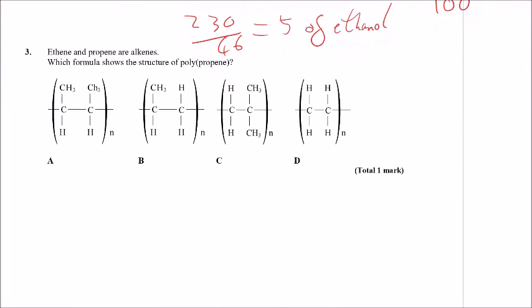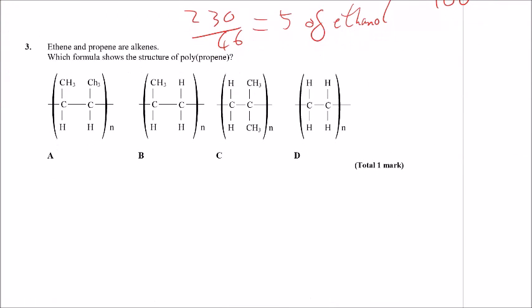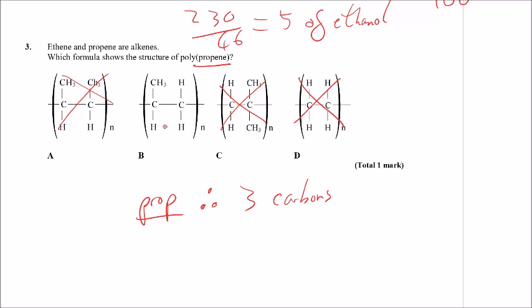Question 3, ethene and propene are alkenes. Which formula shows the structure of polypropene? So it's prop, so this means 3 carbons. Okay, so we can straight away rule out that one because it's got 2. This one's got 4 carbons. This one has 4 carbons, leaving the only plausible option as B.